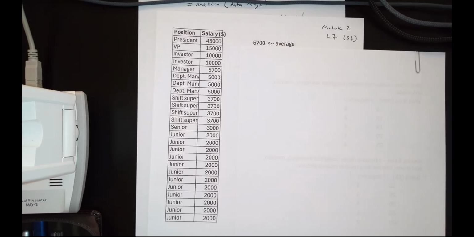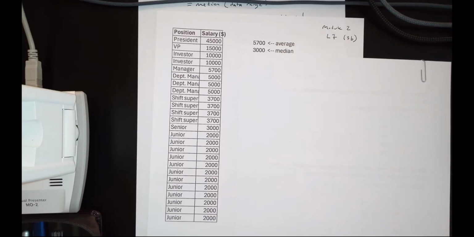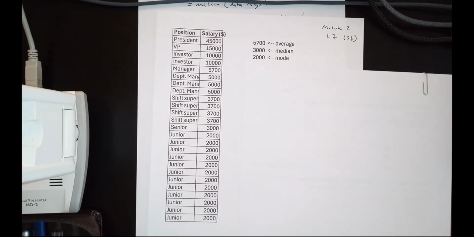On the other hand, the median of this list is here. Half of the people on this list make more than 3,000 and half make fewer. But the mode, the most commonly earned salary, is $2,000. Again, center. Center is really a weird way to think of this. I get median, why we would call it center. Why would we call the average a center? Doesn't seem to be very centered here, does it?